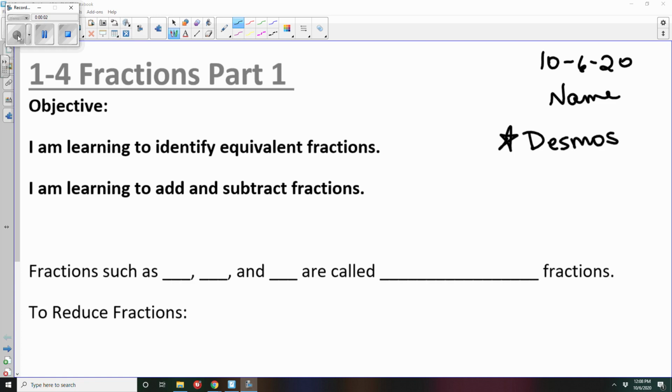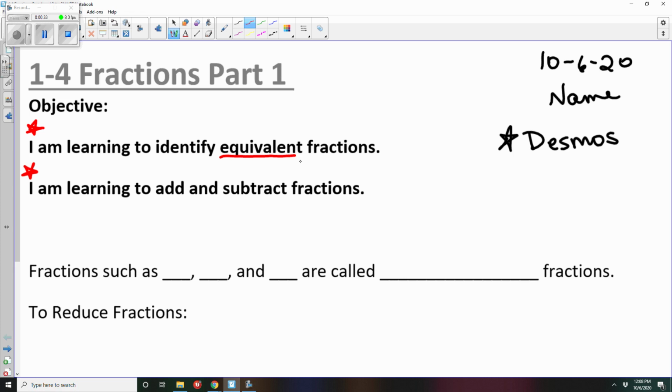1-4 fractions part 1. Our learning targets, we got two of them: I am learning to identify equivalent fractions, and I am learning to add and subtract fractions. So we have today's date, 10/6/20, we have our name, remember we got our calculators at Desmos, so we're all good to go there. Now as far as it goes, we are going to look first at equivalent fractions.